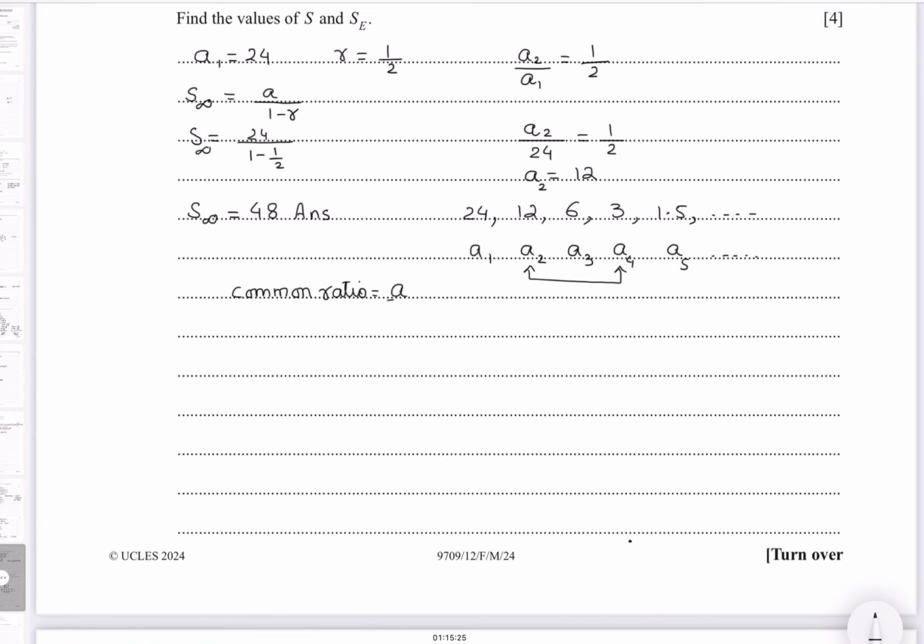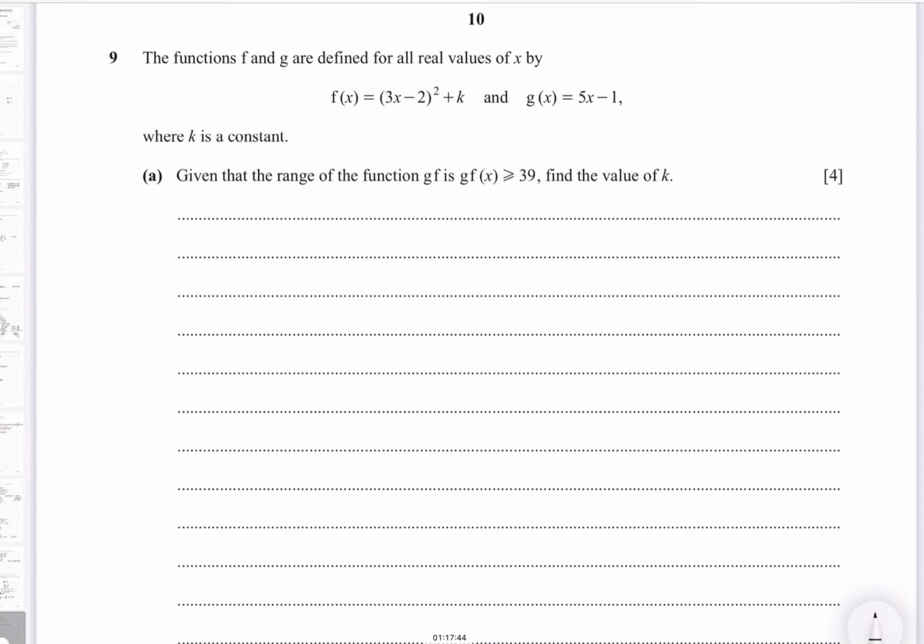So common ratio is A4 divided by A2, which is 3 by 12, and we got common ratio 1 by 4. So sum to infinity is A over 1 minus R. So A2 is 12 over 1 minus R, which is 1 over 4. Simplified, our sum to infinity is 16. So this is our answer.